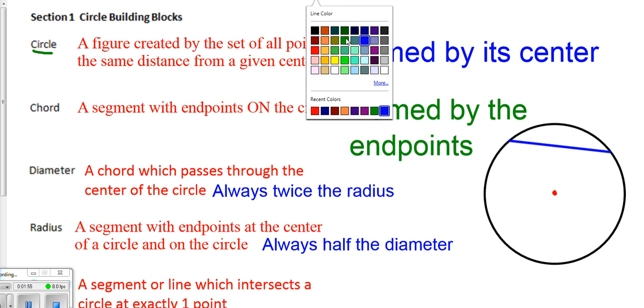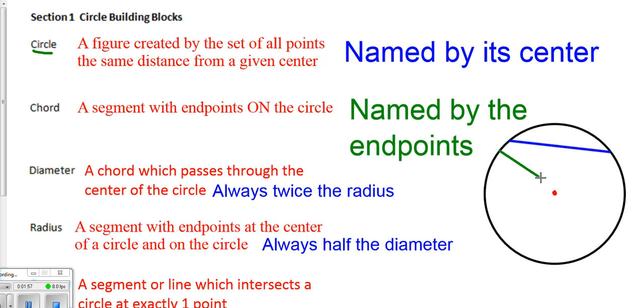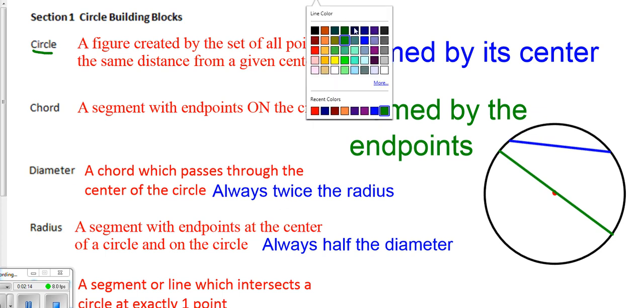A diameter then, using green, is a chord that happens to go through that center. The diameter has endpoints on the edges there on the circle. It would go through the middle of the circle. Something else we know about diameters, they're always going to be twice the amount of the radius.